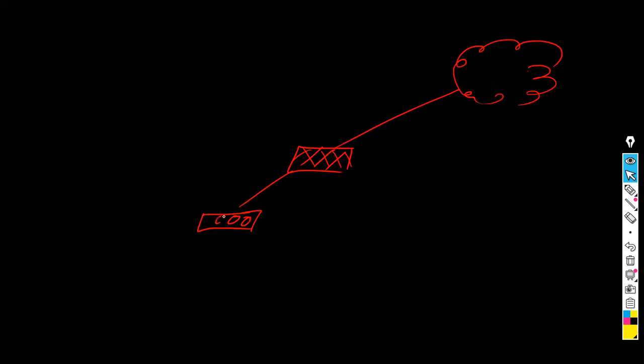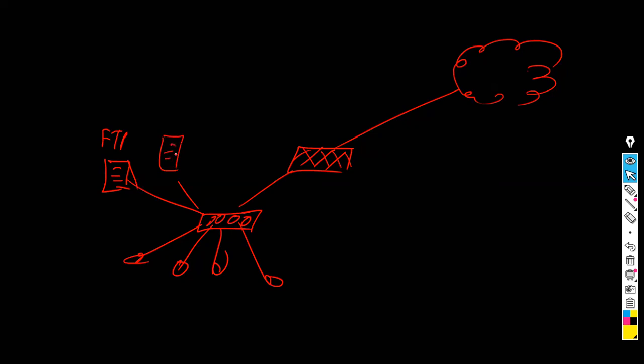So you have a switch. Okay, now you have certain servers as well. FTP. You have another server. SMTP means your email server, mail server. You have another server, maybe your proxy. Okay, so these all are different servers you have.